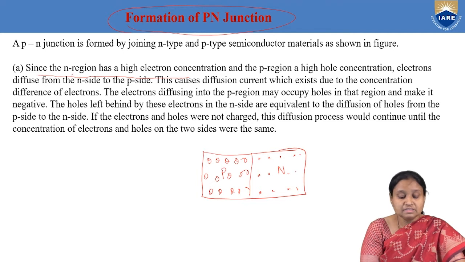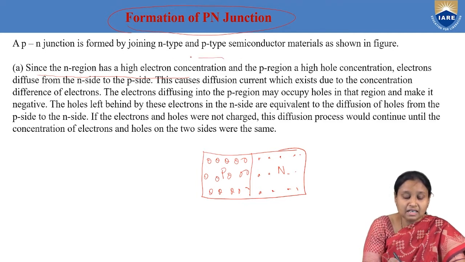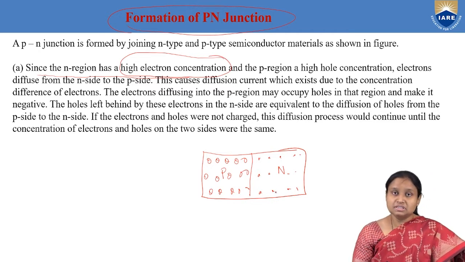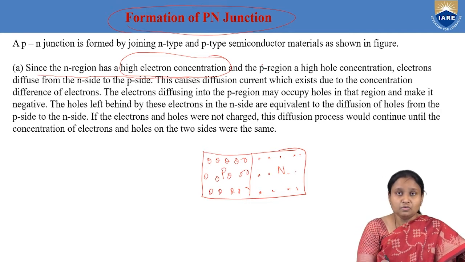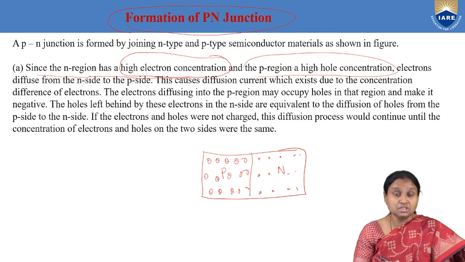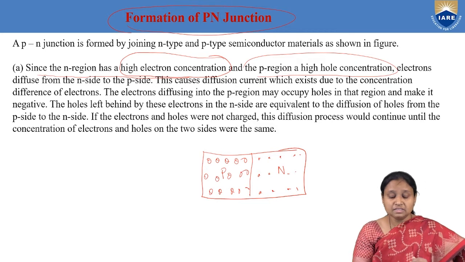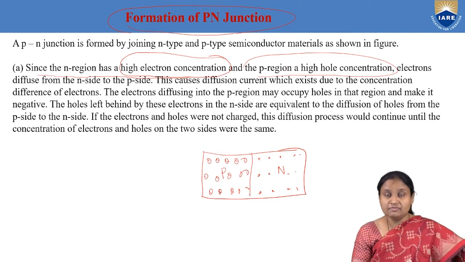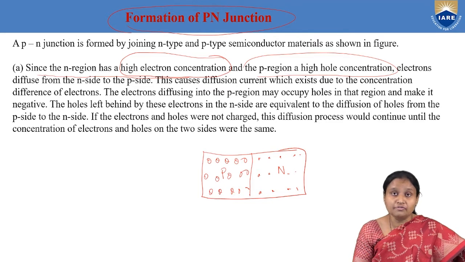Okay, so now as you can see here, in the N region we have high electron concentration. If you take this N side, what are the majority charge carriers? Electrons, and we have very few holes. Similarly, in the P region I have high hole concentration. Here we have a majority of holes, and of course very few electrons. So as you can see on the left, which represents the P region, we have a higher concentration of holes, whereas on the right side, the N region, we have a higher concentration of electrons.